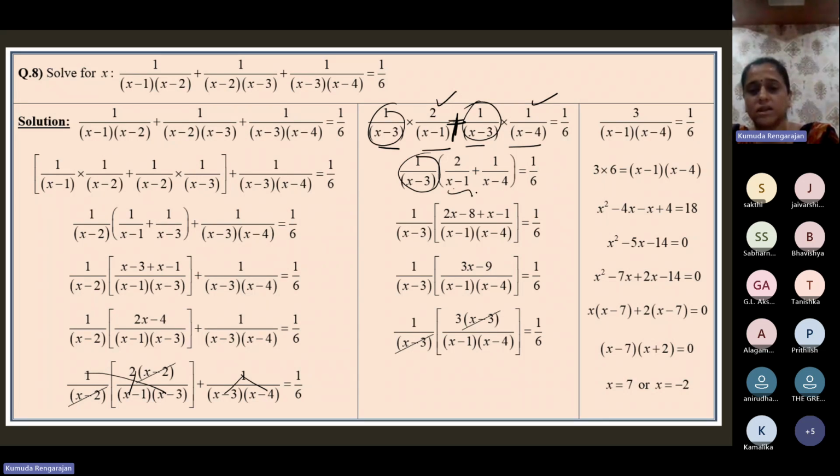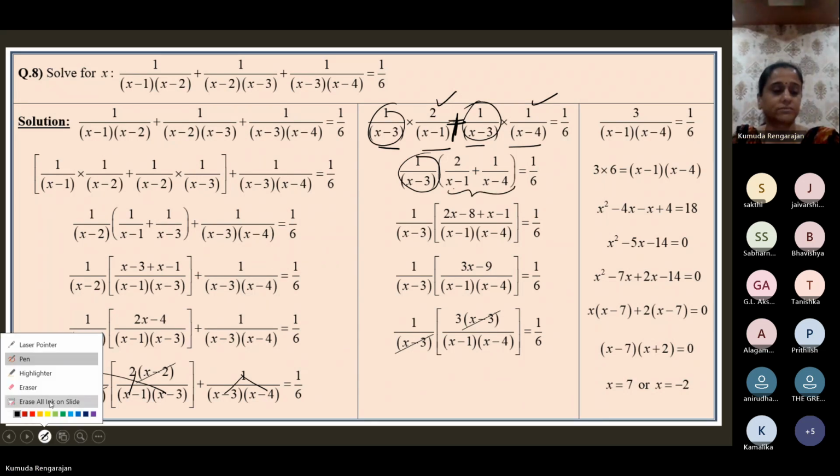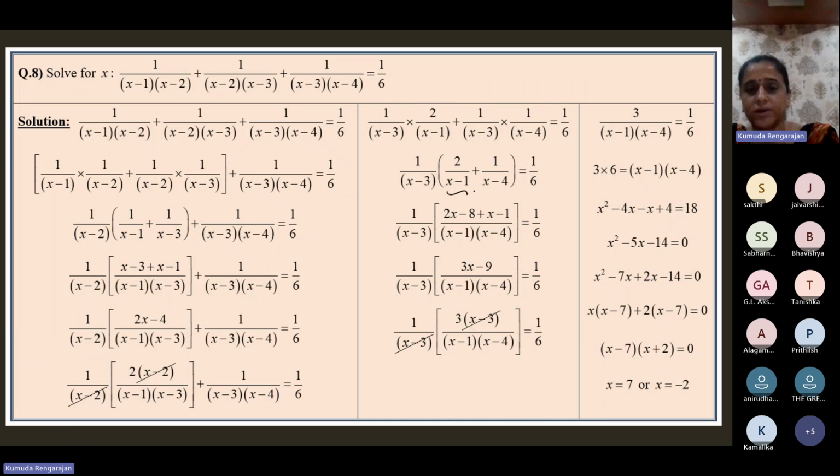Now again, LCM: x minus 1 into x minus 4. So you'll have to multiply this and this, this and this. When you multiply these two, you'll get 2 into x, 2x, 2 into minus 4, minus 8, 2x minus 8. And then when you multiply these two, you'll get x minus 1 into 1. It's the same thing, no? So x minus 1.